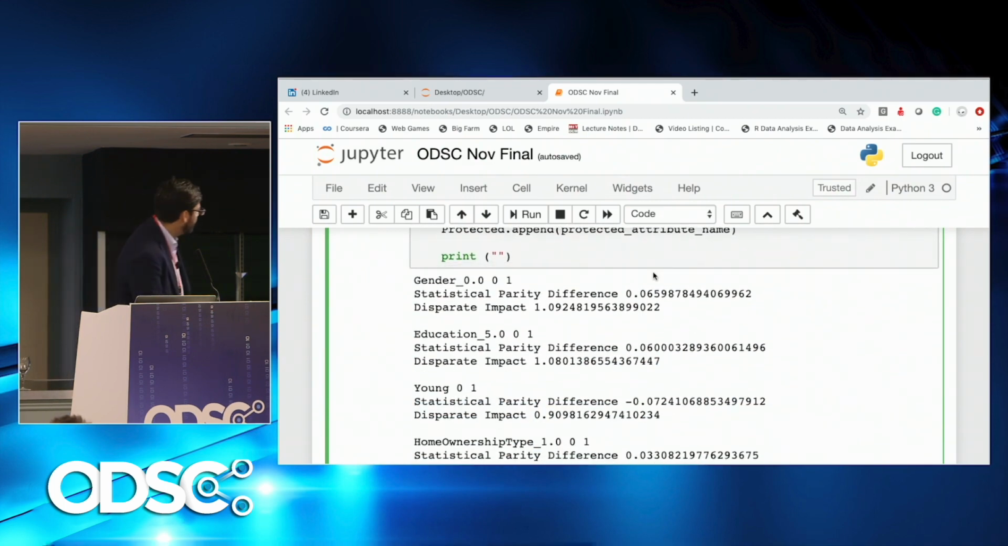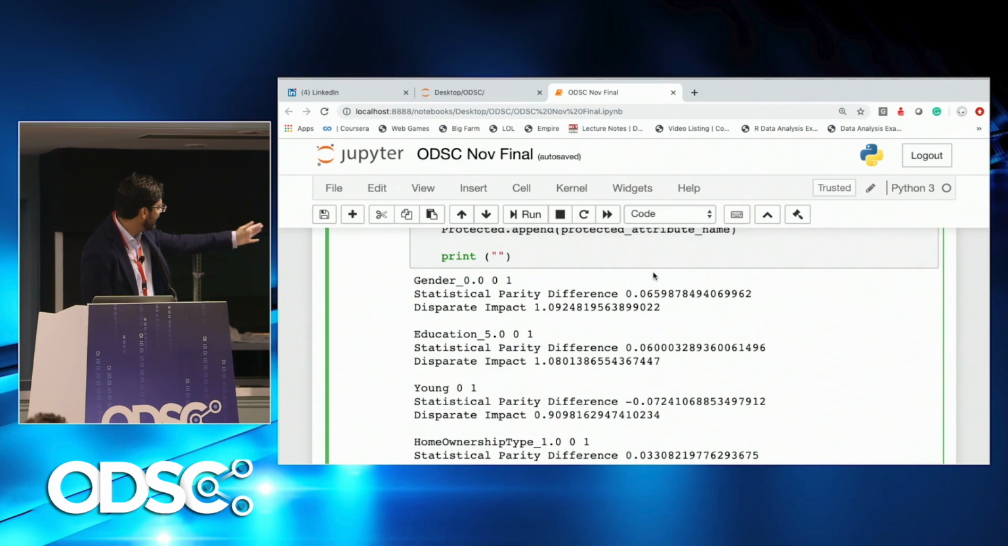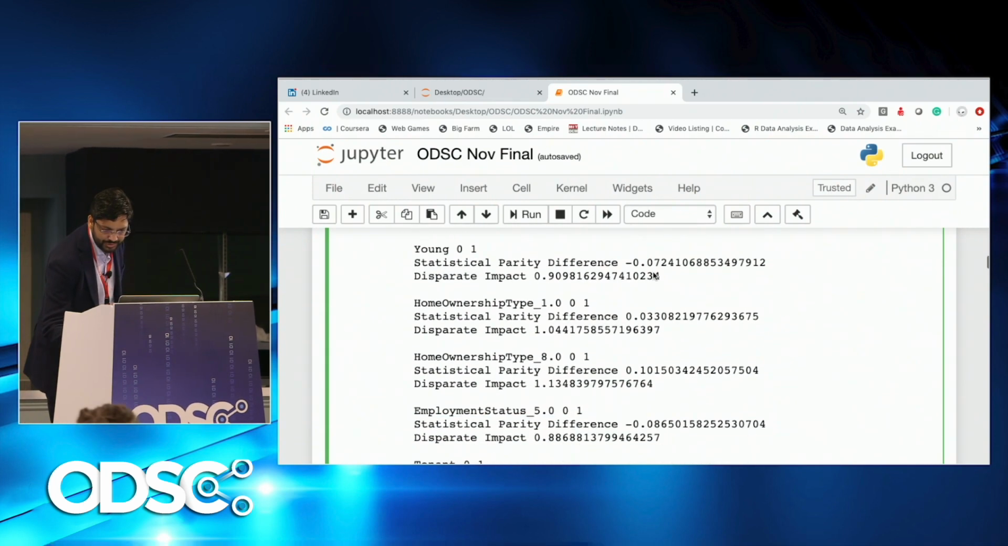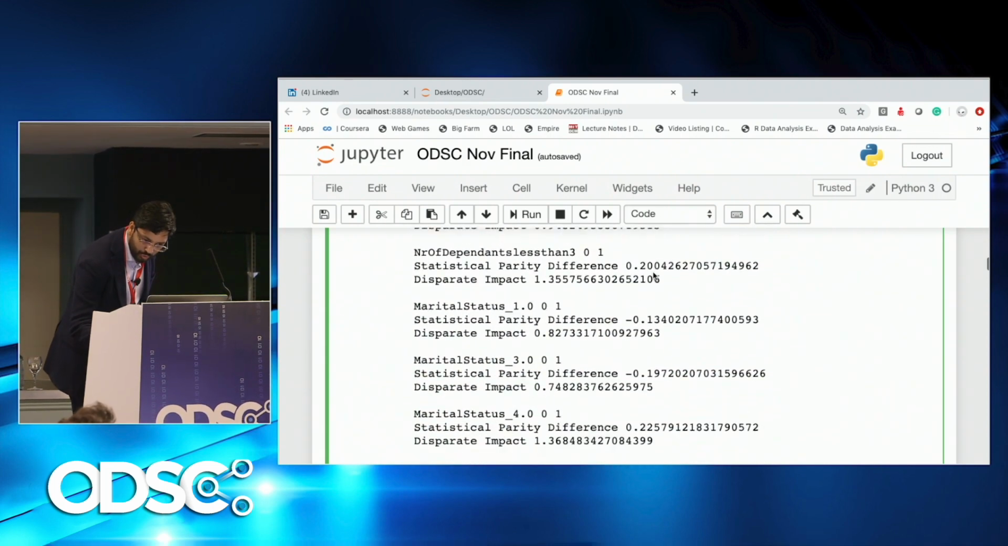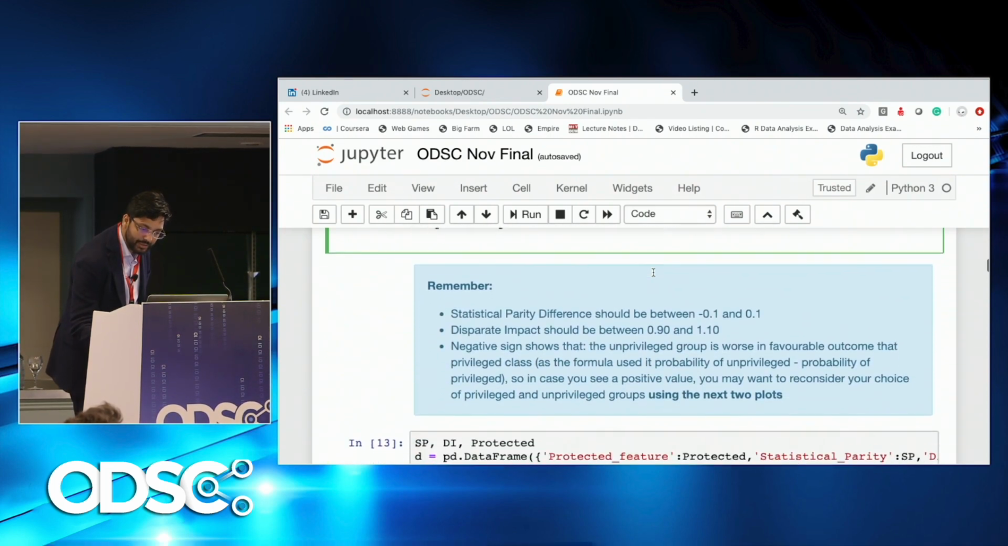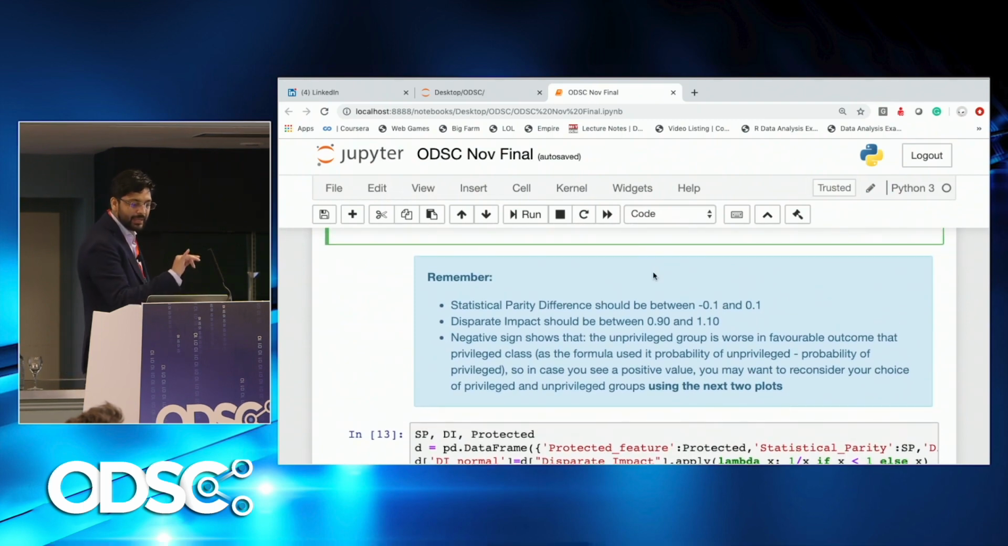Now for gender, you will see a statistical parity of 0.6, 1.09, and there are a lot of numbers. It's very difficult for us to go through all the numbers, so first we'll read this. Statistical parity difference should be between minus 0.1 and plus 0.1. What is that? I am allowing 10% bias. That is, if the probability of a favorable outcome for you is 80, for me it can be 70 or 90. So plus minus 10%.